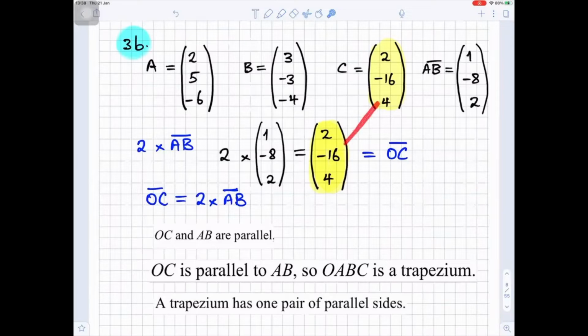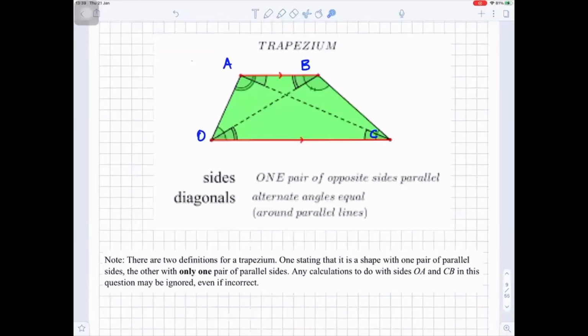If you look there, you have OC is the same as 2 times AB. That means OC and AB are parallel. OC is parallel to AB. So OABC is a trapezium. A trapezium has one pair of parallel sides. So I've got here a diagram for a trapezium. So that means AB is parallel to OC. So a trapezium, one pair of opposite sides are parallel.